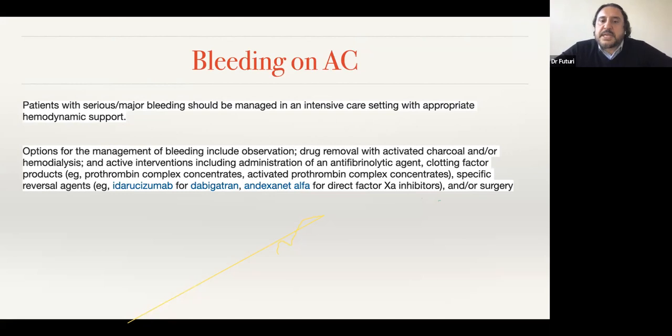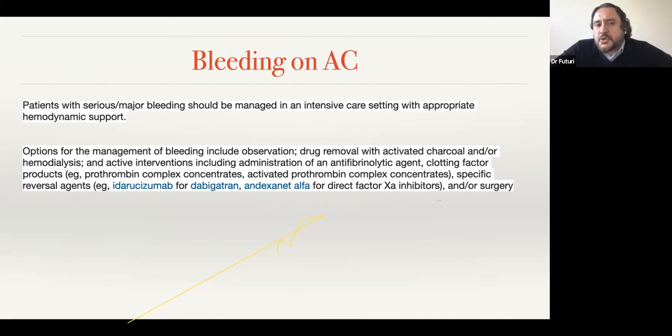We do have agents. For example, the direct factor 10A inhibitors, we are now using Andexanet. This is very expensive. Even working in Manhattan, there are certain hospitals where obtaining this is not as common. The treatment is for things such as reversal of patients who are presenting with warfarin toxicities who have significant bleeding, patients who have low molecular weight heparin with significant bleeding.